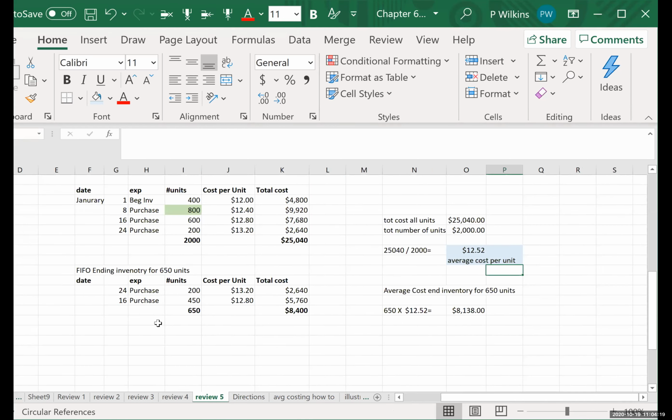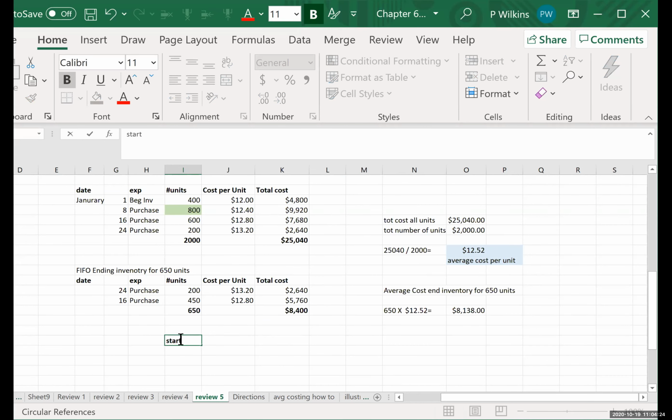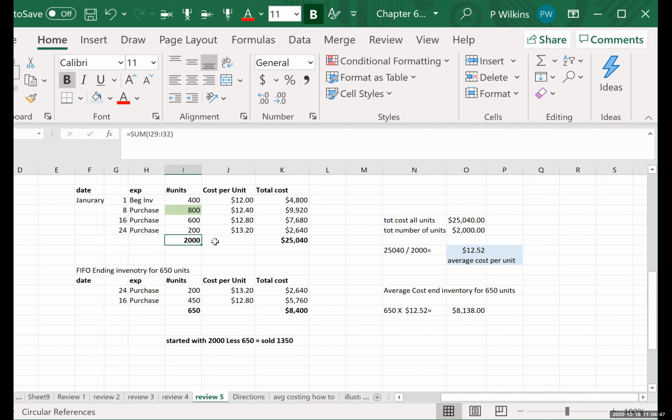So how many units were sold? Well, let's see. They told us that we started with 2,000, right? And we had 650 in the ending inventory, right? So that means we sold 1,350 units, okay? We started with 2,000. We had 650 in the end, the problem told us. So we have a total of 1,350 that were sold.